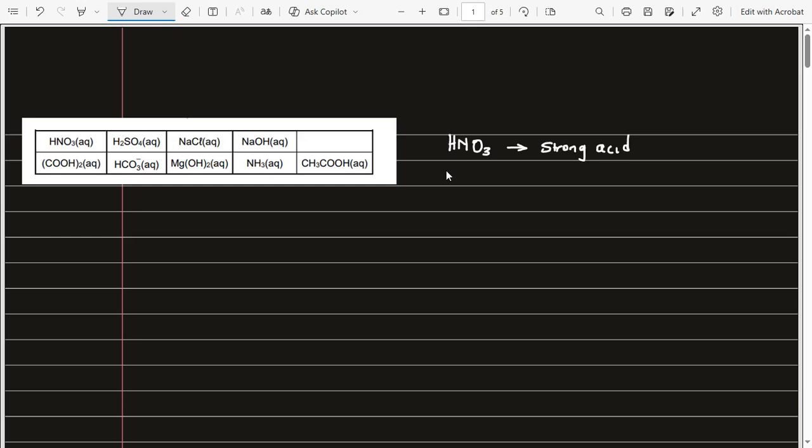The second one is H2SO4. So since it's H2SO4, I'm going to say this is sulfuric acid. Now, this sulfuric acid is a strong acid. You can't only say it's a strong acid, it's a strong diprotic acid. I'm going to explain that. It's a strong diprotic acid.